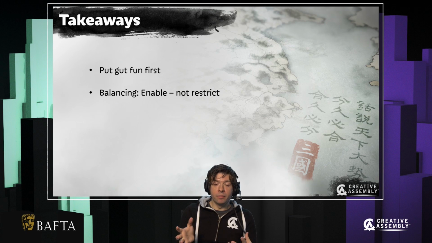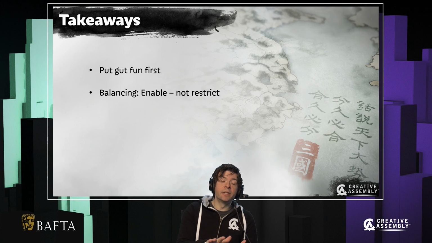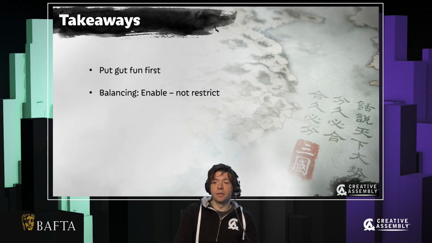In terms of balancing, focus on enabling instead of restricting, not just focusing on, okay, let's try to avoid exploits, let's try to make sure players must not steamroll. These things are still very important, but also focus on enabling cool strategies, enabling cool decisions, satisfying ways to play the game.